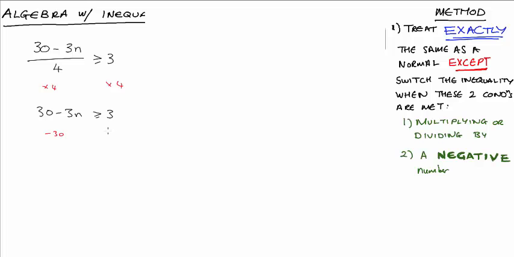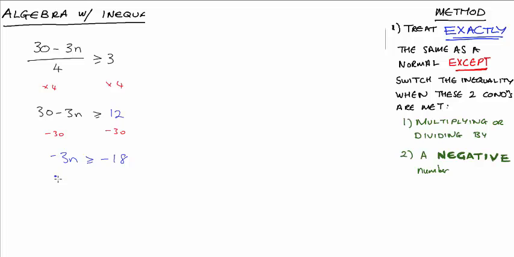Now let's take away 30. That's greater than or equal to minus 27. No, I made a mistake again. This one should have been 12, because we've got to start by timesing both sides by 4 here. So that's where we are. Then you take away 30, so you get minus 3n is greater than or equal to minus 18.